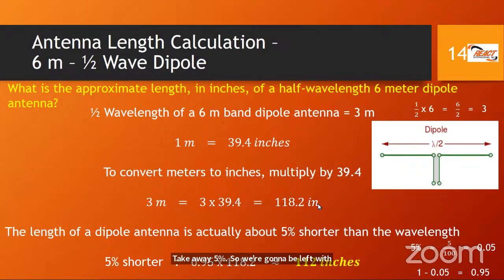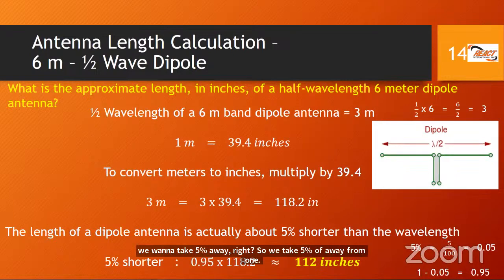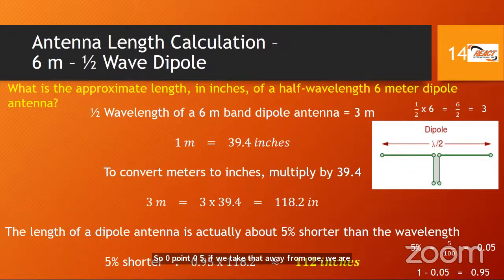So 118.2 is what we got when we multiplied 3 by 39.4. But that is not the answer. You will not see that, and that is not the correct answer at all for the question. We have to now subtract or take away 5%. So if we take away 5%, we have a little working on the right-hand side for those who may be interested or would like to see it. 5% is 5 over 100, which is 0.05. But we want to take 5% away, right? So we take 0.05 away from 1, and we are left with 0.95, or that is 95%.